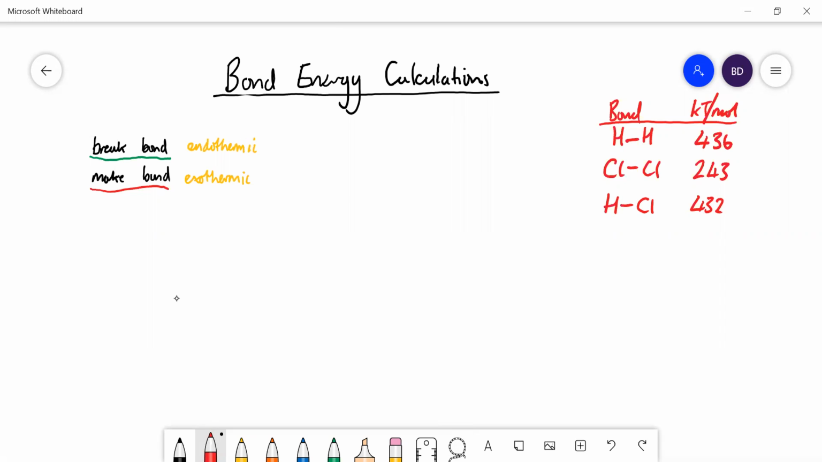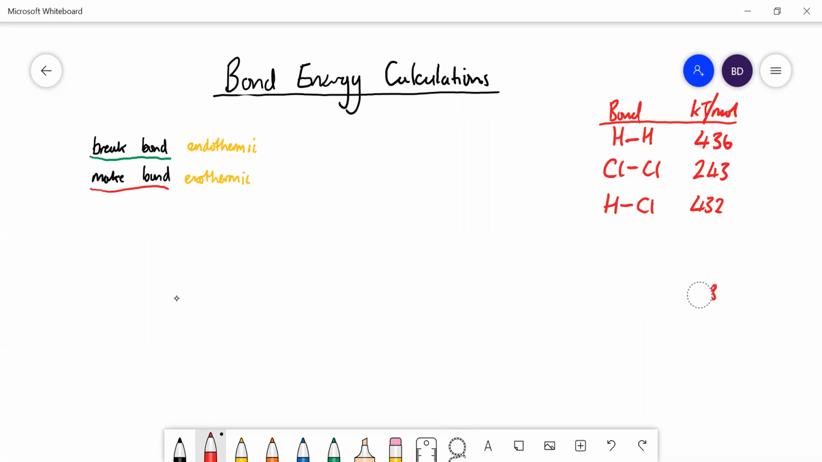Just a few other values. If you look at double bonds, they're usually stronger than single bonds. So a carbon-carbon double bond is about 612. An oxygen-oxygen double bond, like in an O2 molecule, is 498. Okay, so just to get a feel of how big these values are.